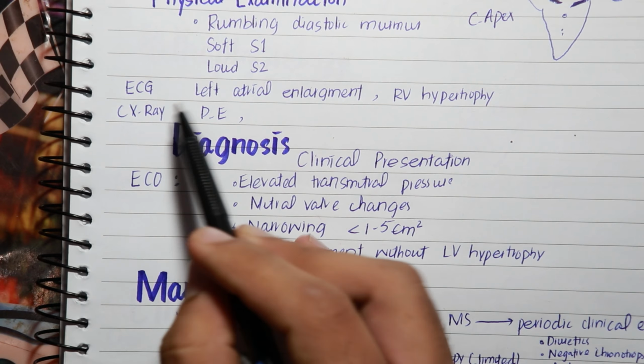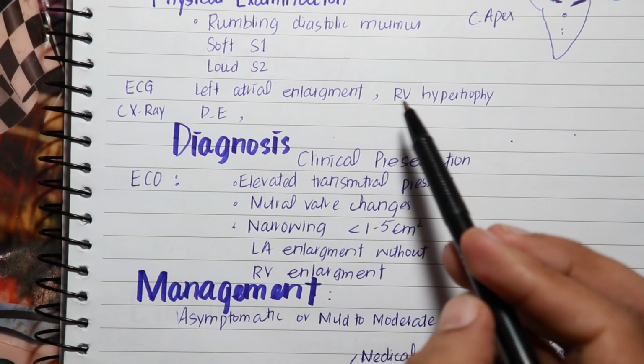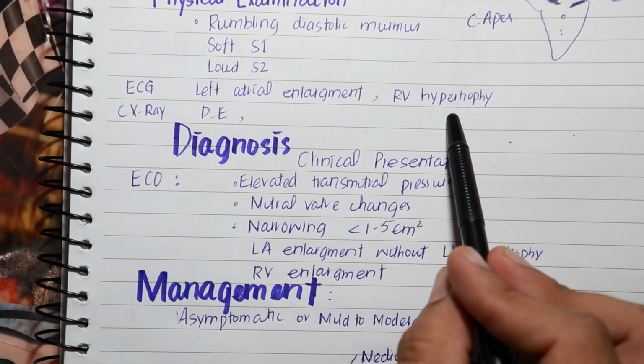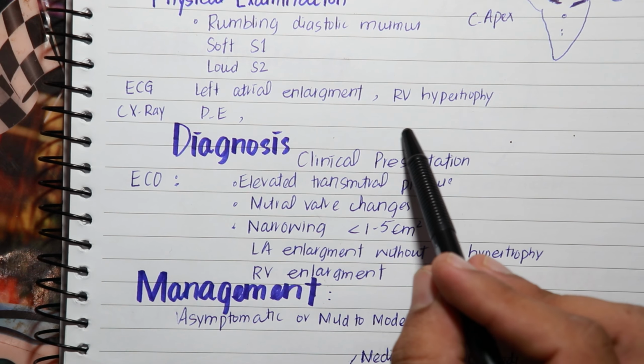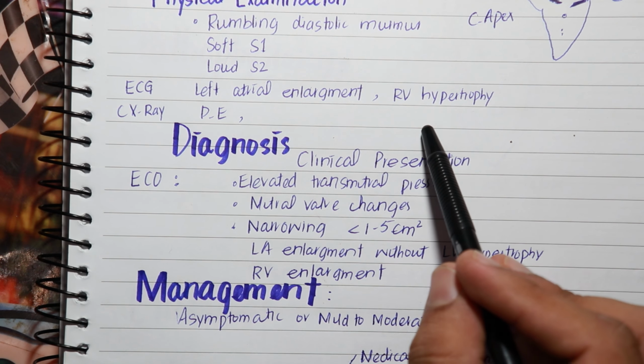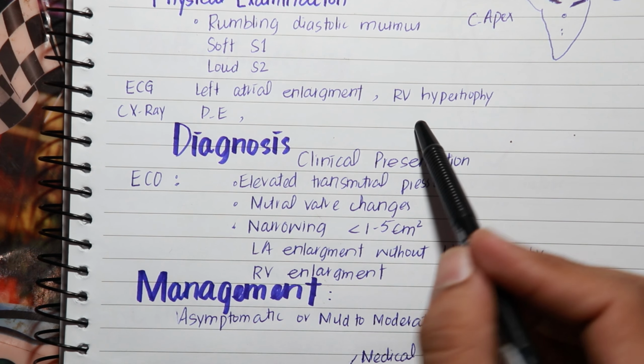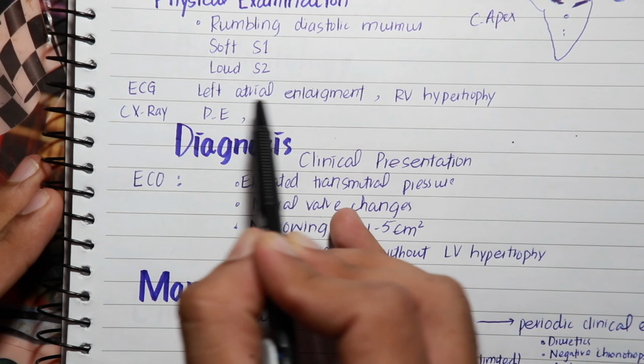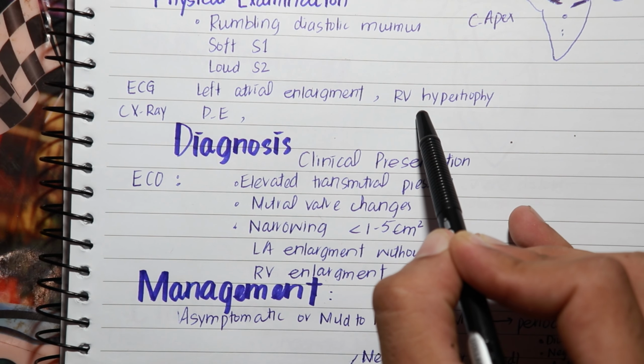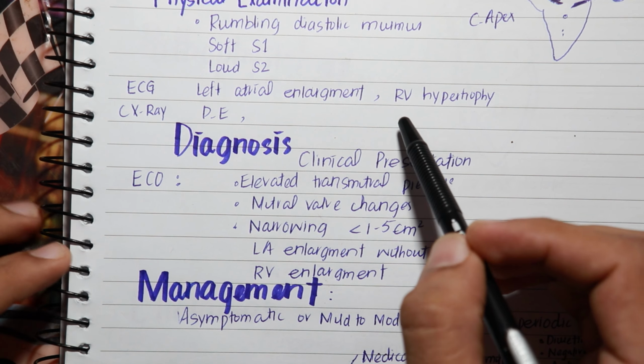And on ECG you will find left atrial enlargement as well as right ventricular hypertrophy. Why is the right ventricle hypertrophied? Because there is more pressure in the lungs, and the right ventricle tries to compensate by increasing its muscle mass. So on ECG you will find left atrial enlargement as well as right ventricular hypertrophy.